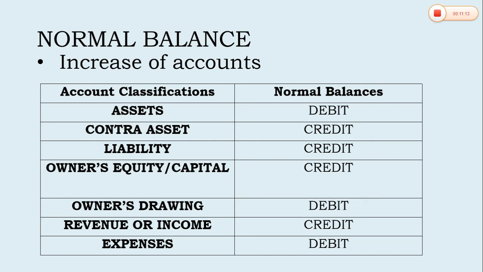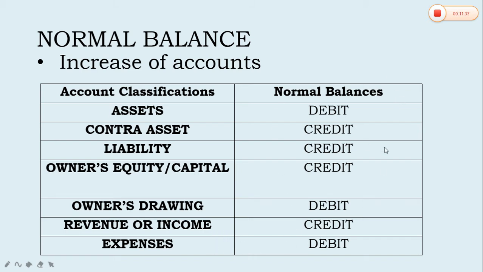So what is normal balance? Normal balance is actually the side on which an account title increases. For example, assets have a normal balance of debit, contra asset is credit, liability is credit, capital is credit, owner's drawing or withdrawal is debit, revenue or income is credit, expenses is debit.